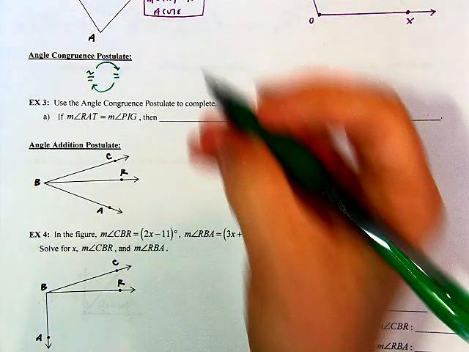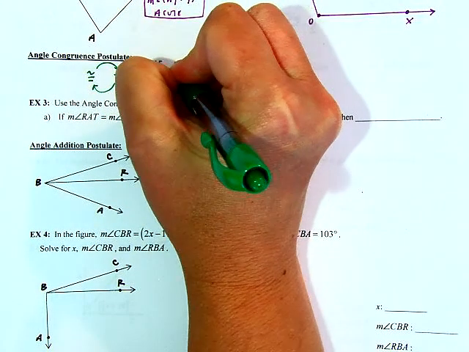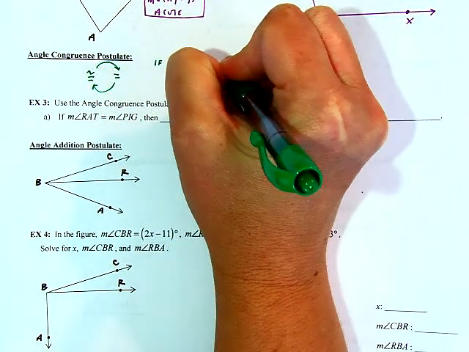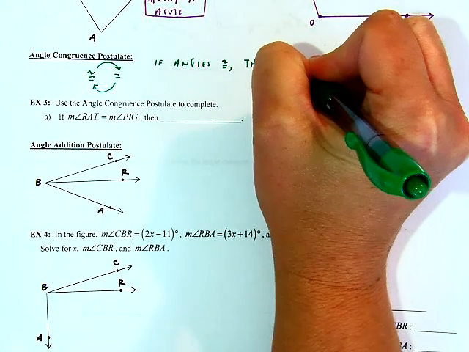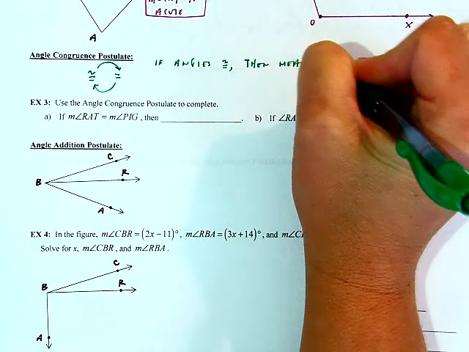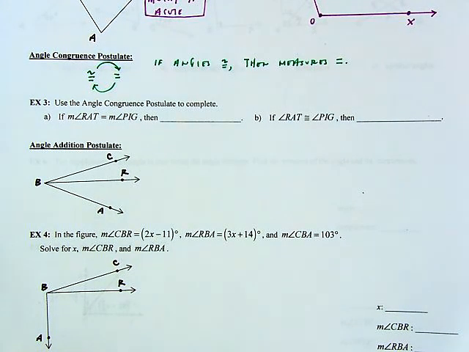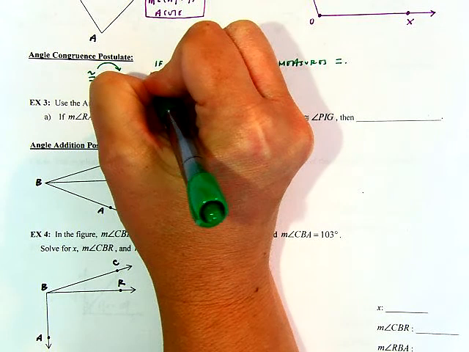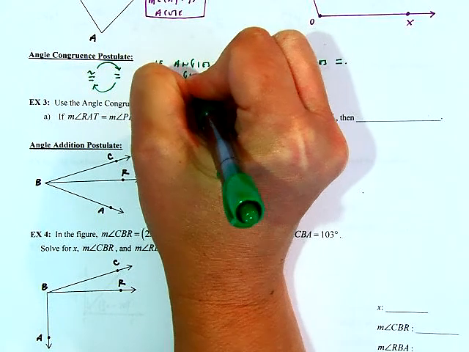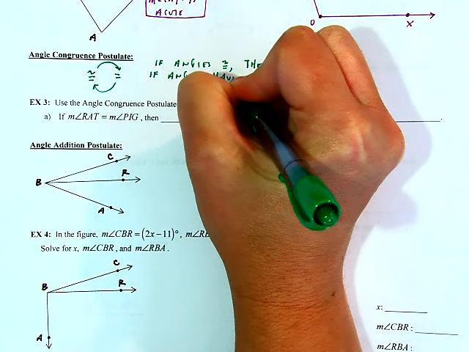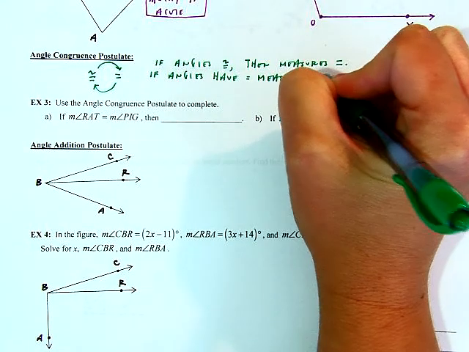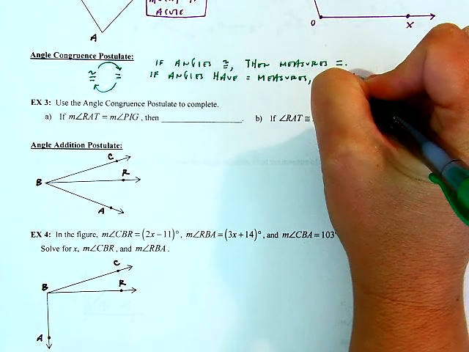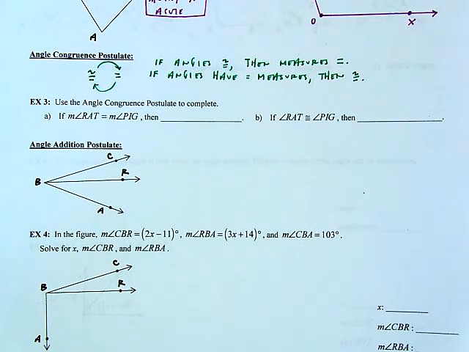So if I write this out in words, we're saying, okay, well, if angles are congruent, then their measures are equal. And then the flip side, if angles have equal measures, then they are congruent. Okay, so if angles are congruent, then their measures are equal. If angles have equal measures, then they are congruent.